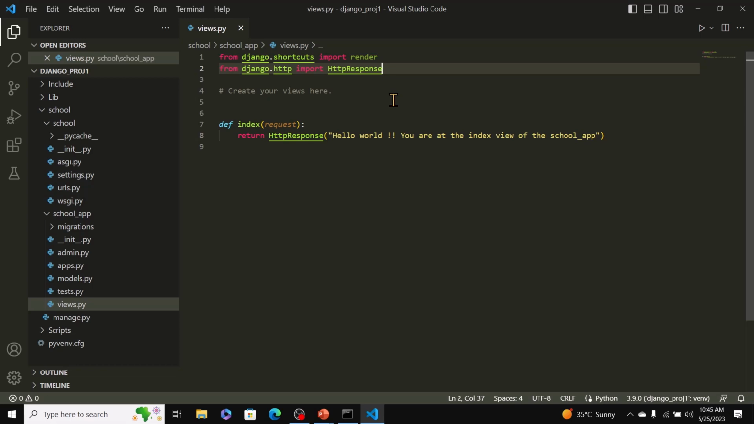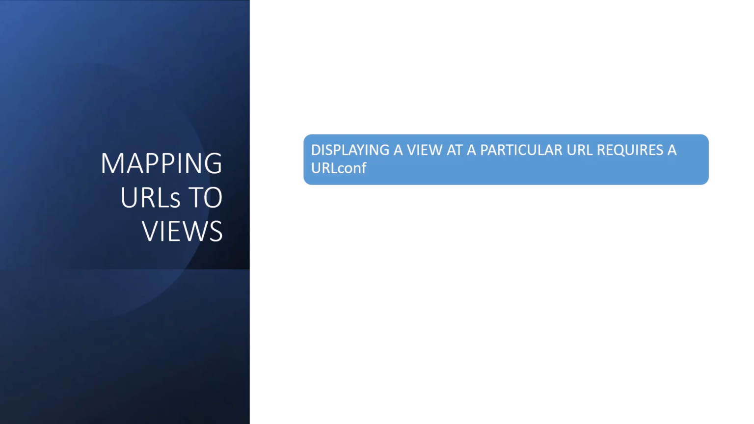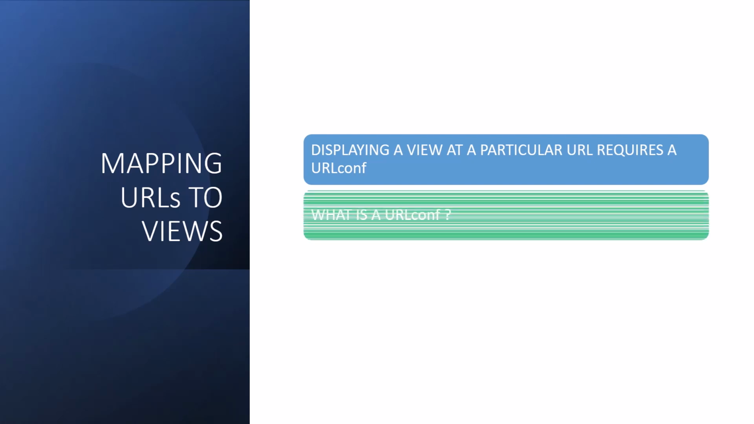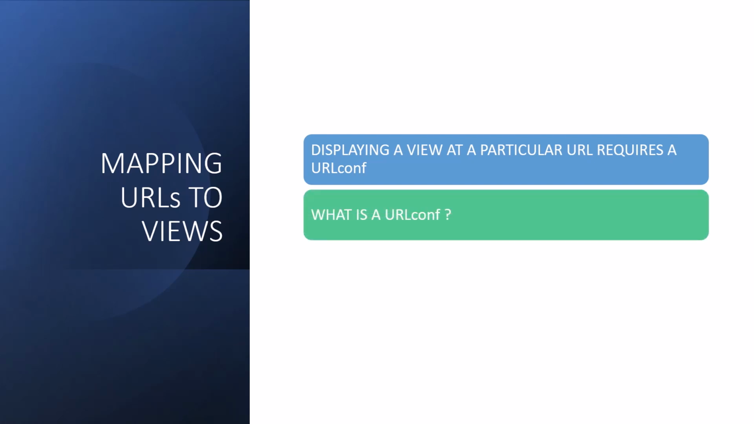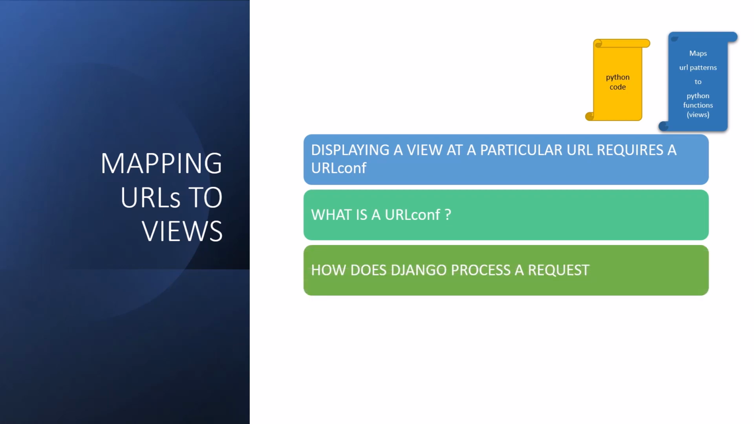Okay, now what happens next? Every view, in order to be displayed, requires a URL configuration. But what is a URL configuration? Again, this is Python code, which will essentially map your URL patterns to your views. So how does Django process a request? Django first determines the root URL configuration module. How does it do that?